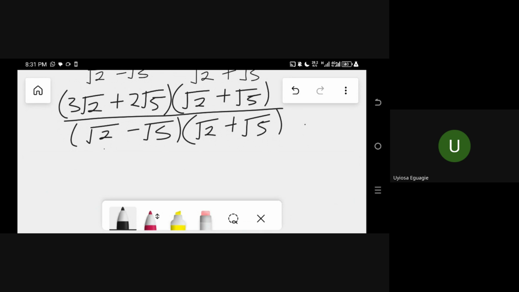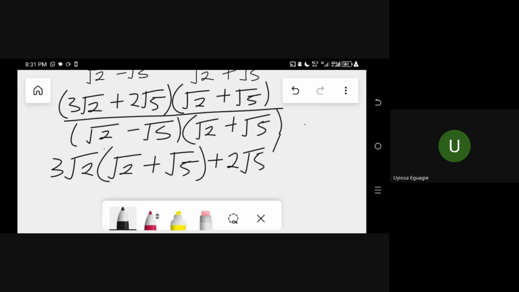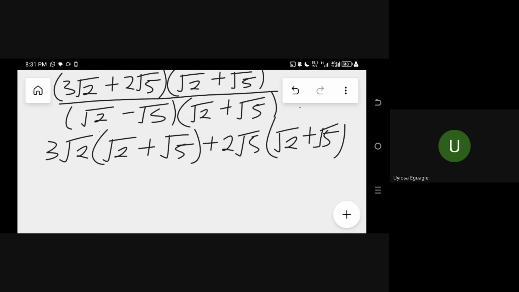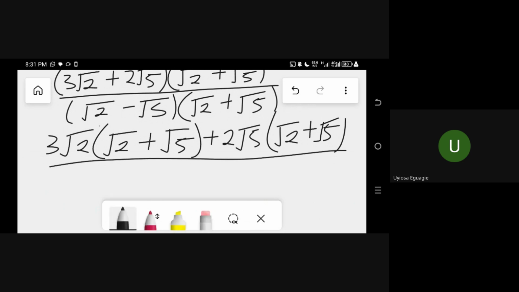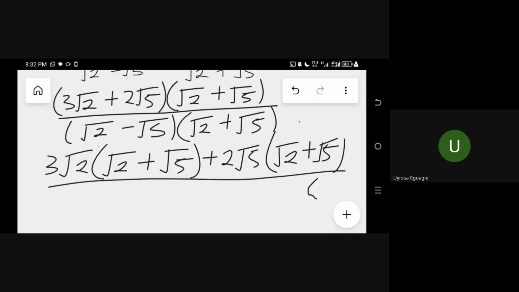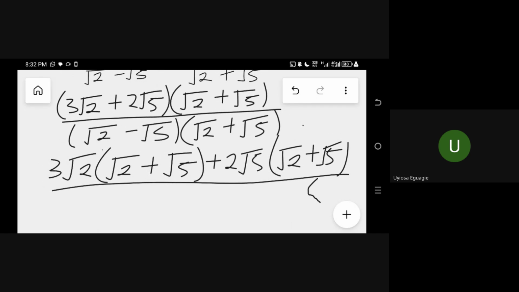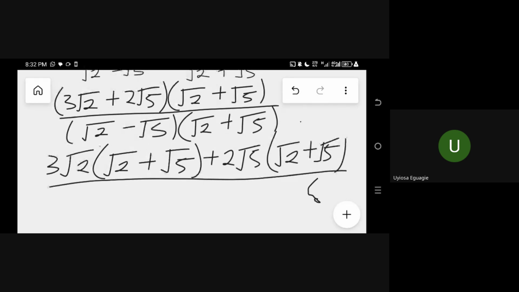Tell us the expansion bit by bit. When you did 3 root 2, you did 3 root 2 multiplying this, and then plus 2 root 5 multiplying 2 plus root 5. This is what you did. At the top, 3 root 2 multiplying root 2 plus root 5, then plus 2 root 5 multiplying root 2 plus root 5. Yes.